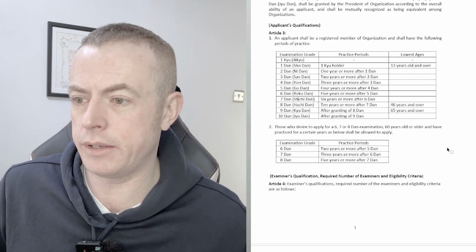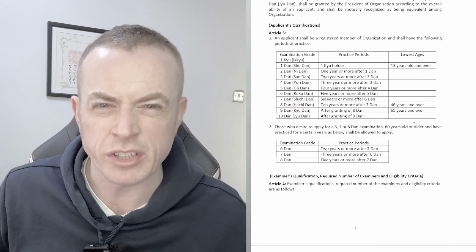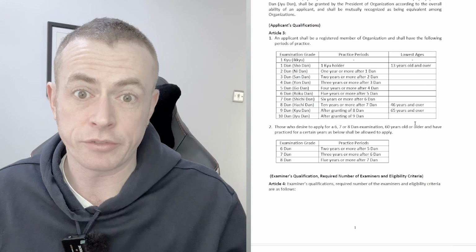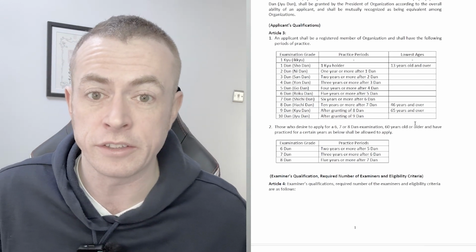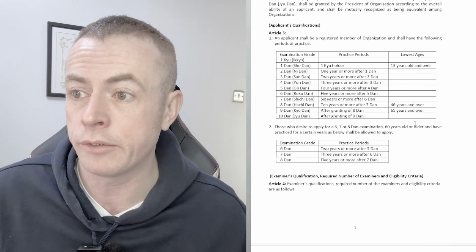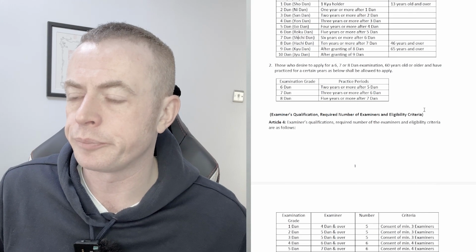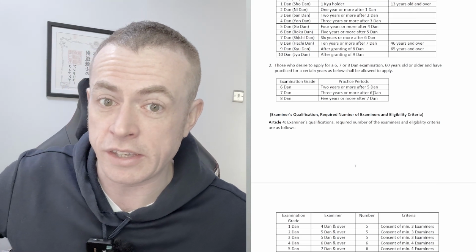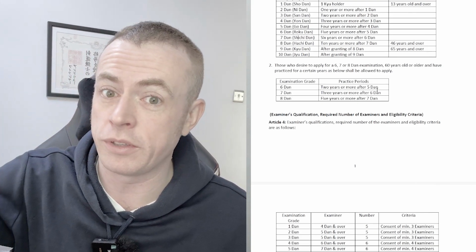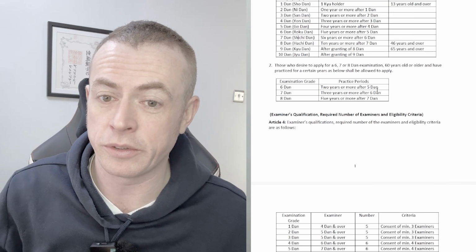So that's obviously a provision to allow people later in life to still have a chance at testing these grades, perhaps if they started Kendo a bit later in life. Again, this is the FIK's guidelines. It doesn't mean that they do this everywhere.